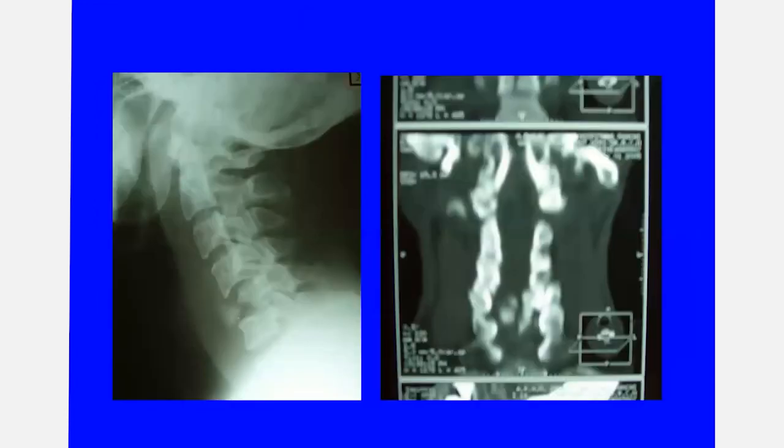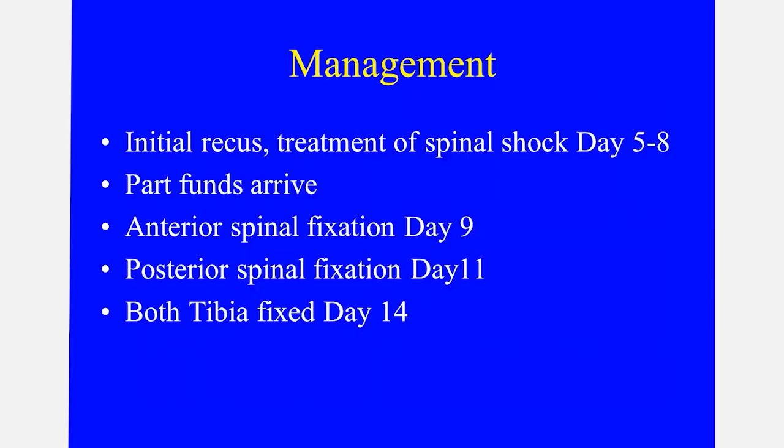So these were the fractures of the tibia, you can see badly comminuted. And this was the fracture of the cervical spine. You can see here C5 has burst open. We have here an MRI. So for the management, initially he had resuscitation, and then after treatment of spinal shock, we waited till the patient stabilized. There was a problem with funds, so we waited. Some funds were arranged by us.